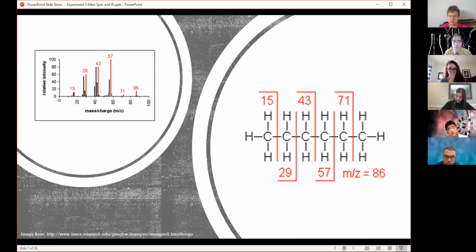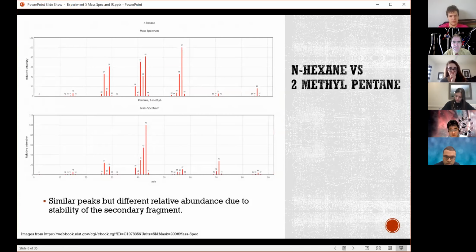So what if we now branch that chain? Let's look at N-hexane, which is on the top. That's what we just talked about, 86, 71, 57. And let's do 2-methylpentane. Now, think for a second, what is 2-methylpentane? 5 carbons with a methyl group. So it's still C6H14, same chemical formula, but we've got a branch in it now.